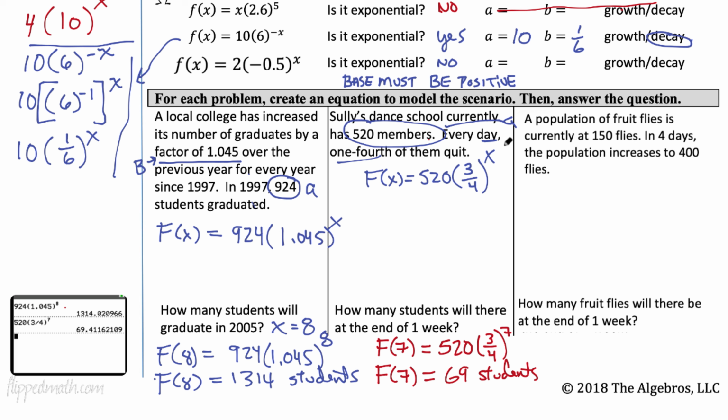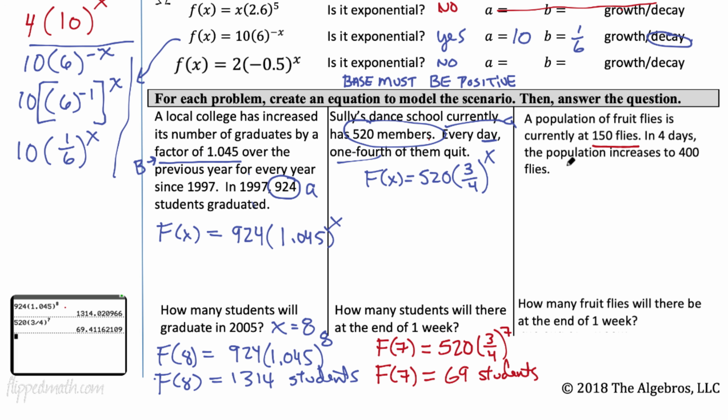Okay, on to the last one on this page. Now this one's a little bit different because they don't really just come out and tell you A and B. What they tell you is that in 4 days, the population of fruit flies, which is currently at 150, increases to 400.